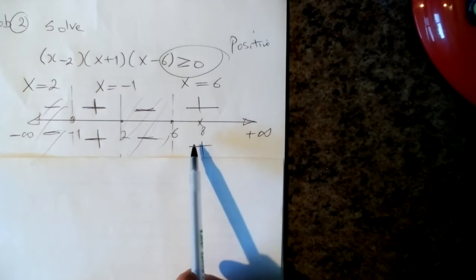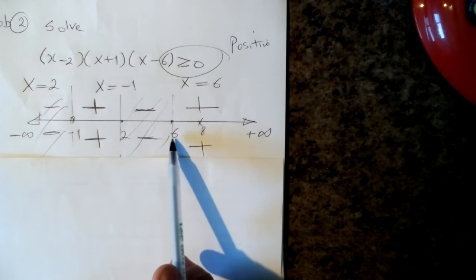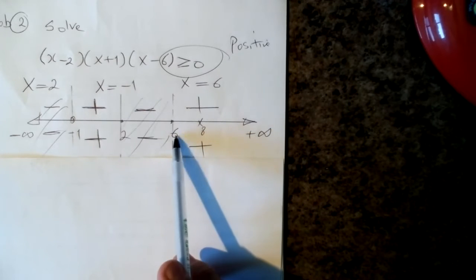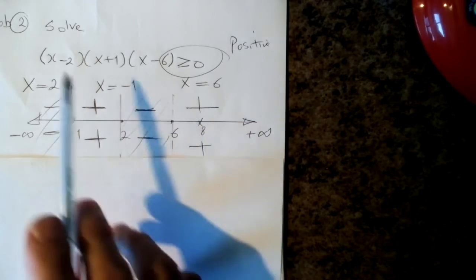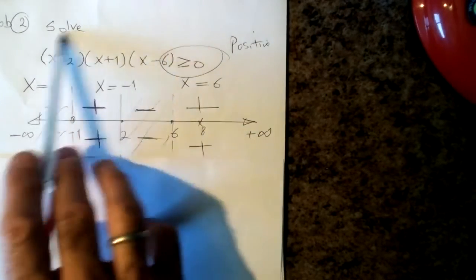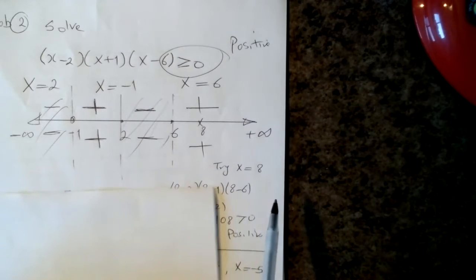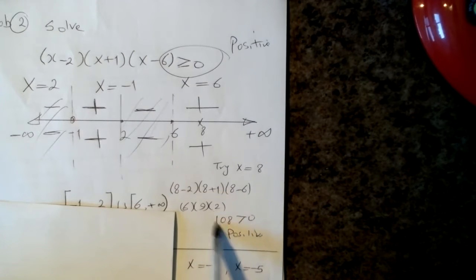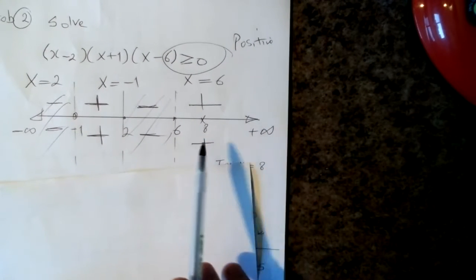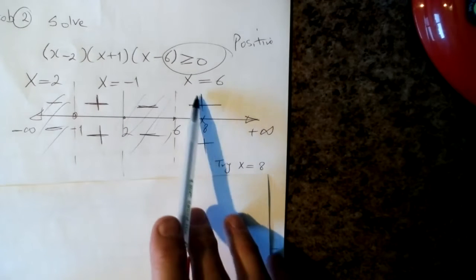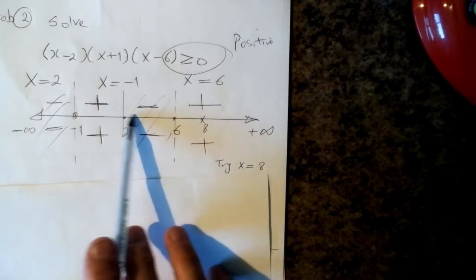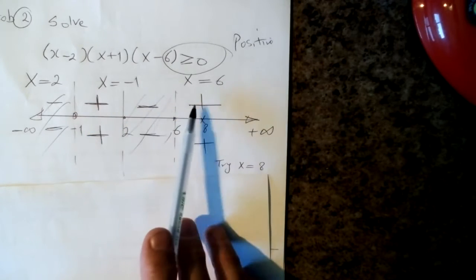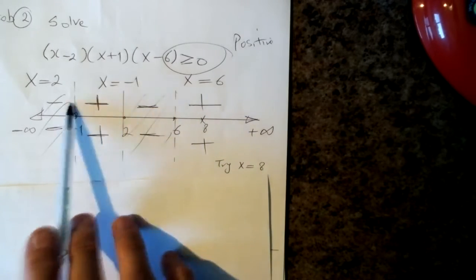Now I need to determine whether I have positive or negative between 6 and infinity. Pick an arbitrary number between 6 and infinity. I'll pick 8. Take that 8, substitute for the x, and multiply the whole thing to see if it's positive or negative. See, it's positive. So any number between 6 and infinity is positive, and the signs alternate. So if you find this one, you don't have to identify the others. They always alternate: positive, negative, positive, negative.